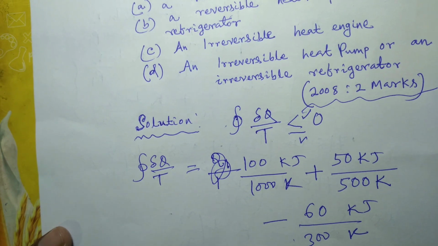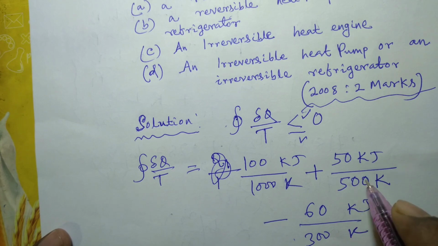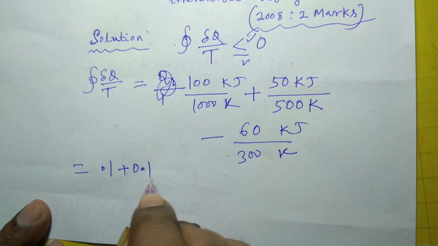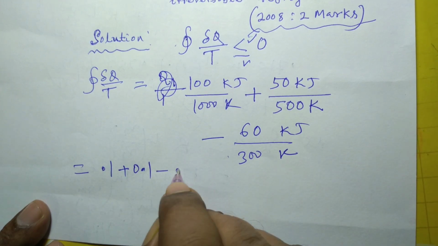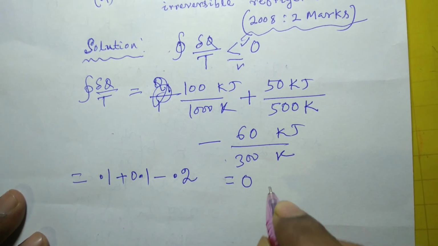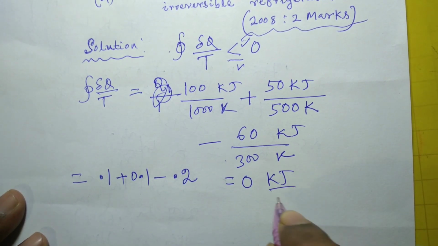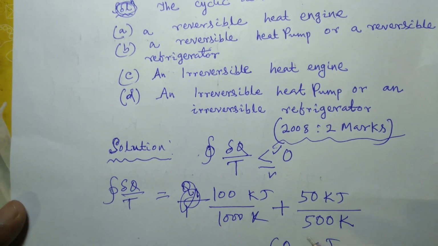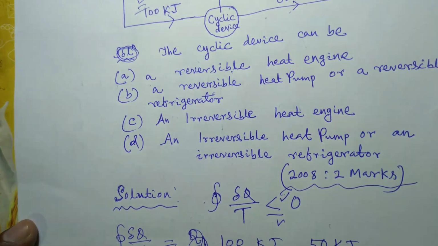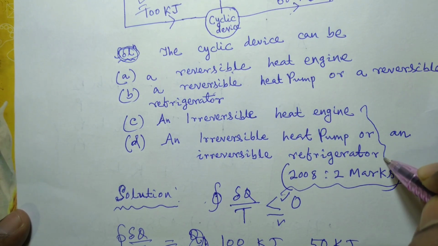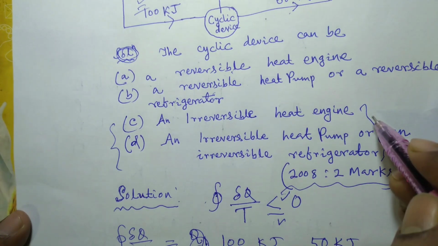On adding these 3 terms, this is 0.1, this is again 0.1, minus 0.2. So this is equal to 0 kilojoule per Kelvin. So the cyclic integral of del Q by T is 0. That means it's a reversible device, a reversible cycle. So these 2 options are not possible. These 2 options are eliminated.